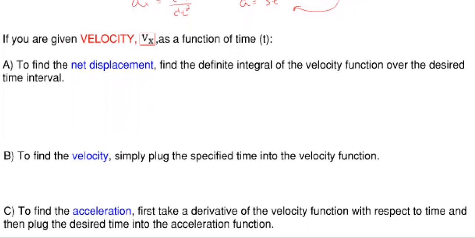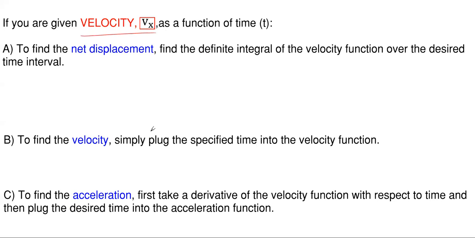All right, so let's say you have a problem and you are given velocity at the start as a function of time. For instance, you're given a velocity equation like 9t squared minus 16t. So let's say you're tasked with finding net displacement. How would you do that? You would find the definite integral of the velocity function over the desired time interval. So they would say, what's your net displacement when your initial time is 1 second and your final time is 4 seconds? So you're looking at how much you have displaced over 3 seconds there, from 1 second to 4 seconds.